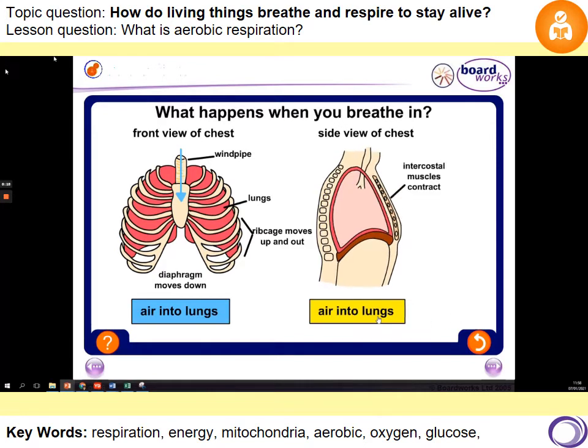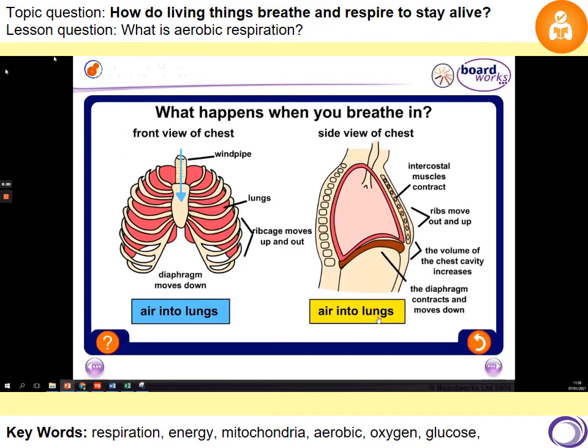The way that this occurs is that the intercostal muscles between the ribs contract. That causes the ribs to move up and out. The diaphragm will also contract and pull down. A combination of both of these things then causes the volume of the chest cavity to increase, and that causes a drop in pressure. To increase the pressure, the lungs fill with air.